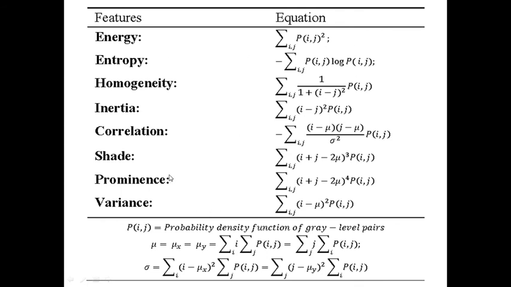So what will be the maximum probability? The maximum probability is nothing but the maximum of the normalized GLCM. Each and every element in the normalized GLCM will be in the range between 0 and 1. That means the appearance of all the elements will be in a probabilistic manner.